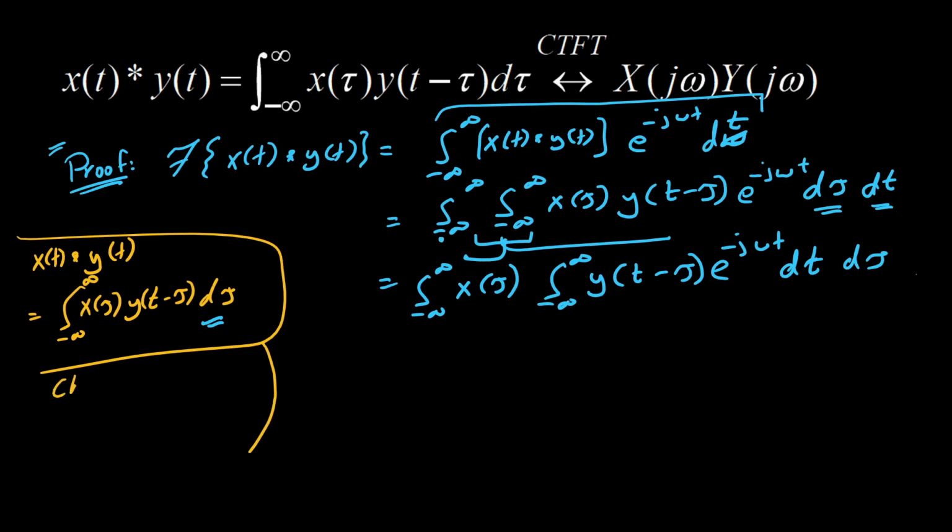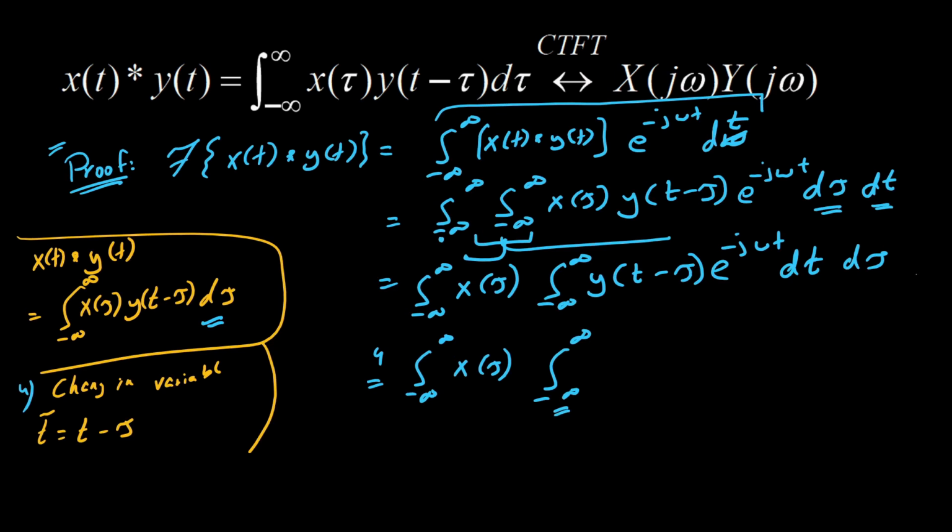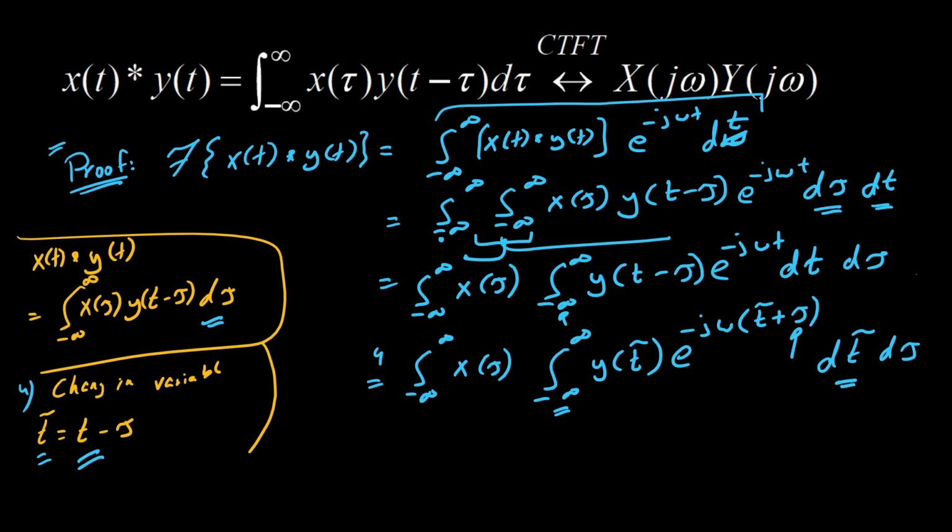So next we will use a change in variable in the fourth equality, and we set t tilde equal to t minus tau. Hence we have the integral from minus infinity to infinity of x of tau. The limits would be unchanged because the original limit starts at minus infinity and goes to infinity, so anything added or subtracted from infinity would remain the same. So we have y of t tilde e to the power minus j omega times t tilde plus tau, dt tilde d tau.